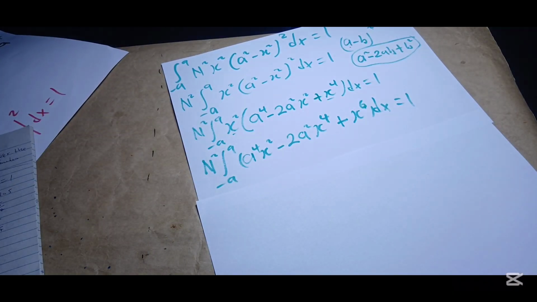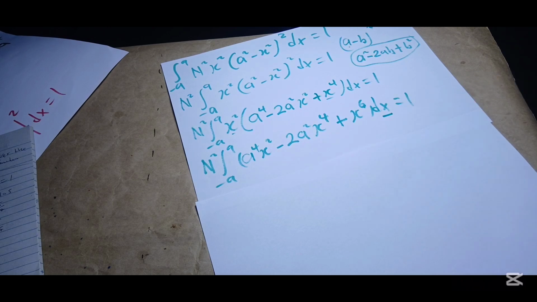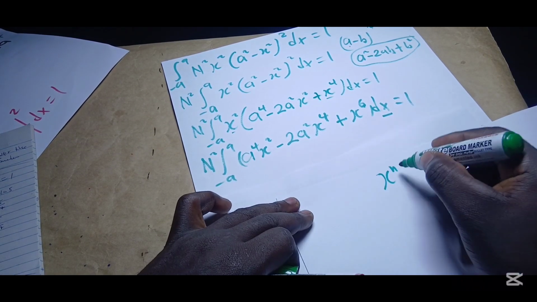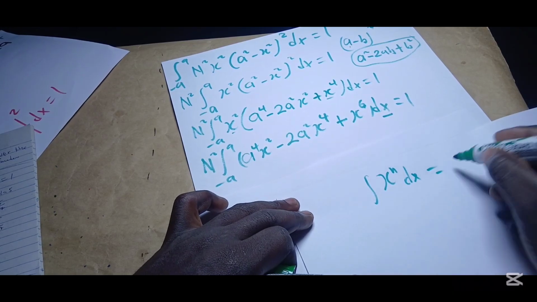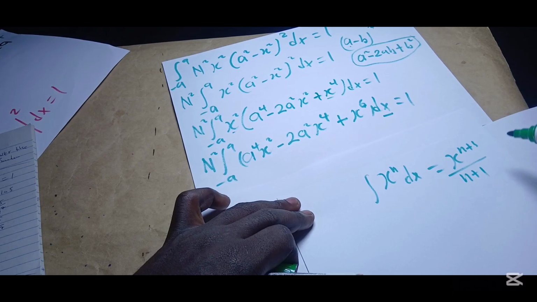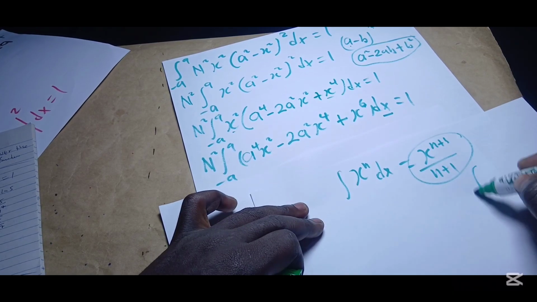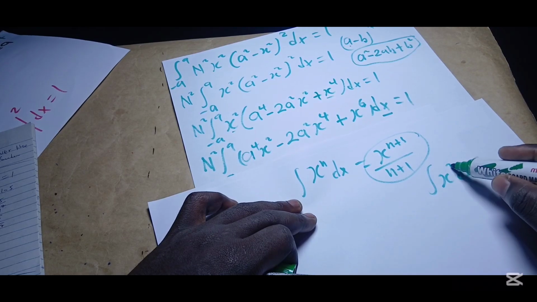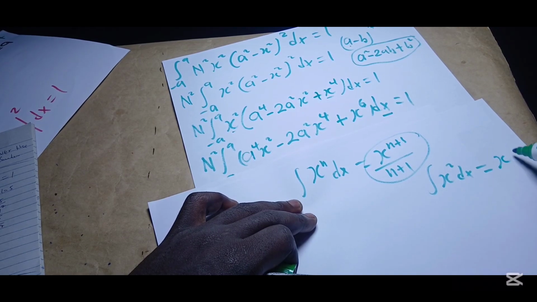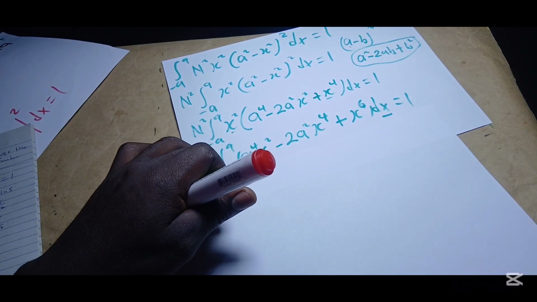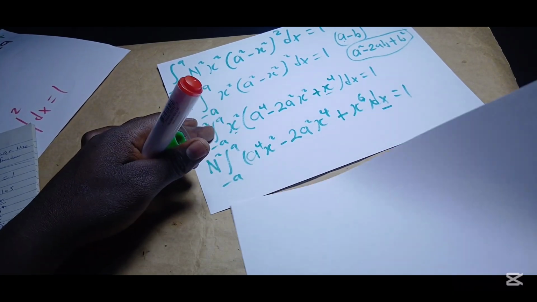The next thing we want to do is to integrate the whole thing with respect to x. If we have x to the power n and I'm integrating with respect to x, it's going to be x to the power n plus 1 all divided by n plus 1. So let's do that. Integrating x to the power 2 with respect to x is going to give me x, the power increased by 1, which will give me x to the power 3. Then I'll divide everything by 3. So let's apply the same idea here.